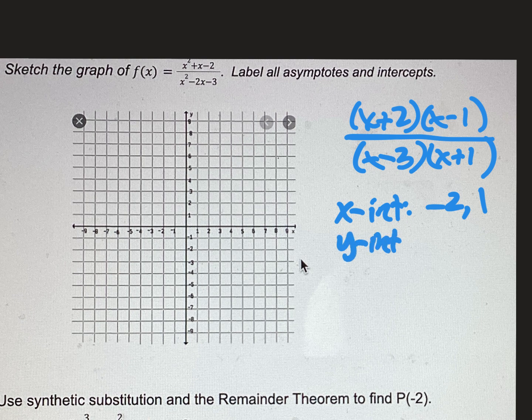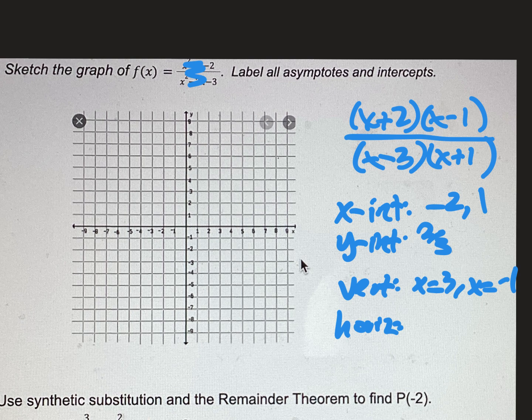Y-intercept. Look back at the very beginning, cover up the x's. That leaves a 2/3. The vertical. It makes the bottom 0, which would be x equals 3 and x equals negative 1. And the horizontal, because the degrees, was the degree the same? Yep. And you do leading over leading, which would be y equals 1.